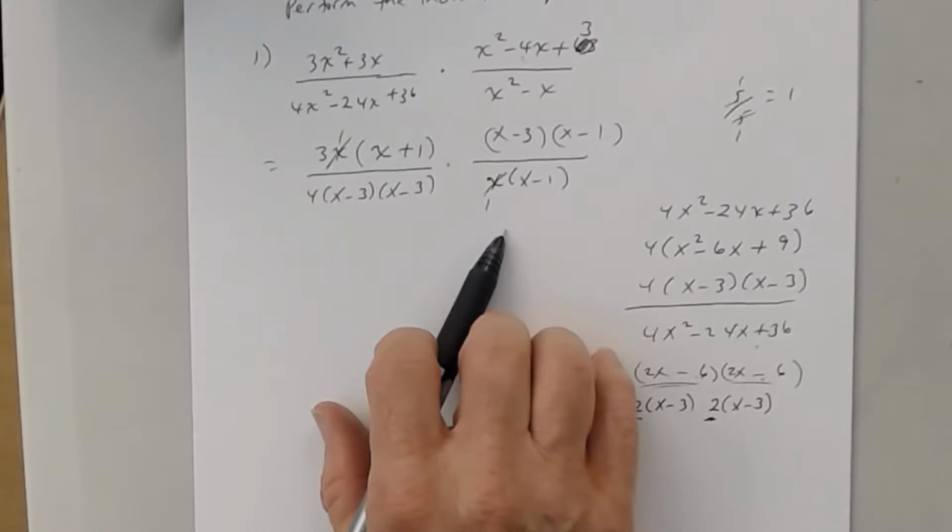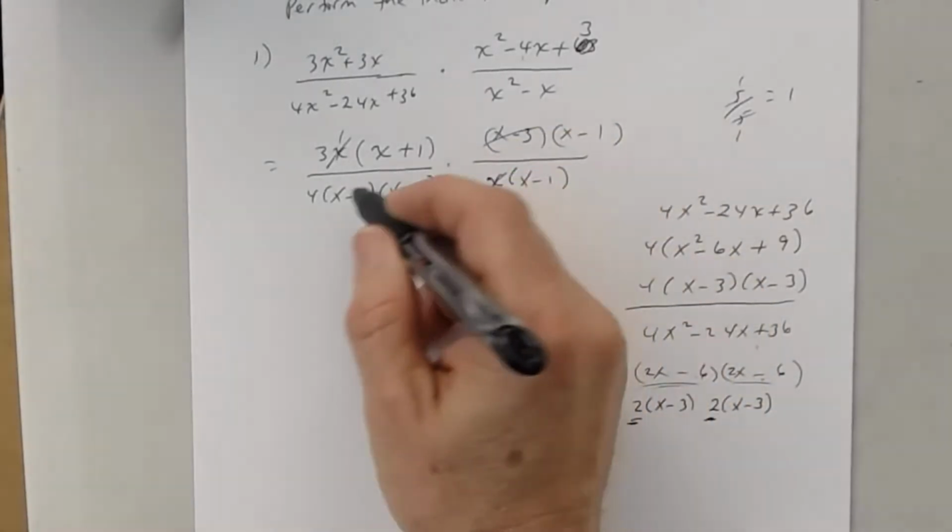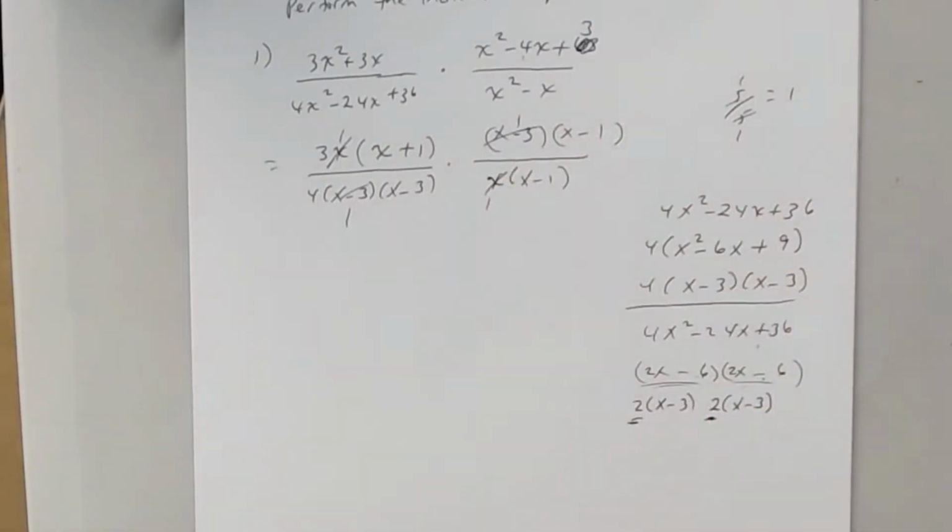X minus 3. Is there a factor of x minus 3 in the denominator? In fact, there are 2 of them. Doesn't matter which one I use. But when I cross them out, I put factors of 1s in their place. What's the next factor that you see? X minus 1. Is there a factor of x minus 1 in the denominator?